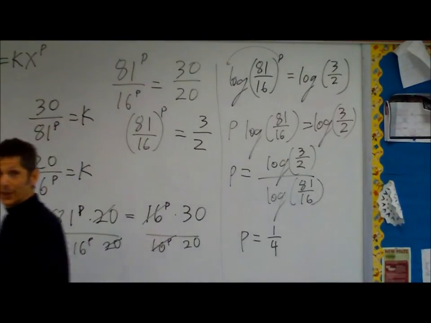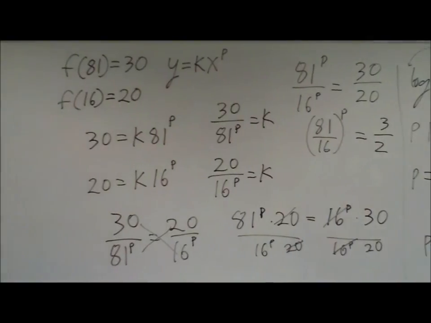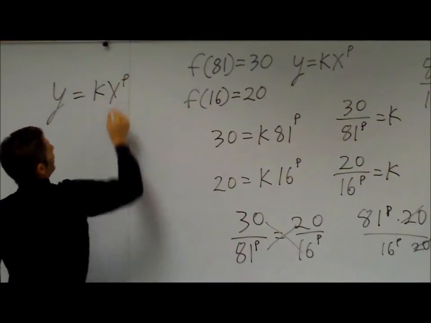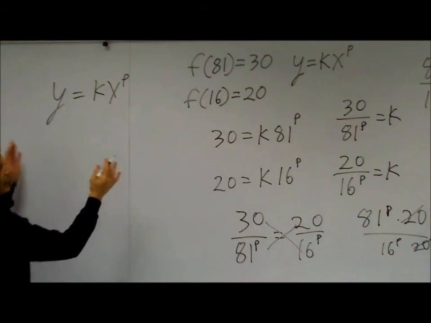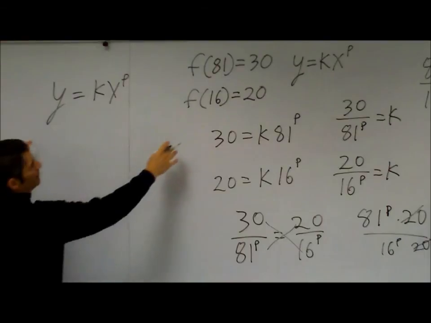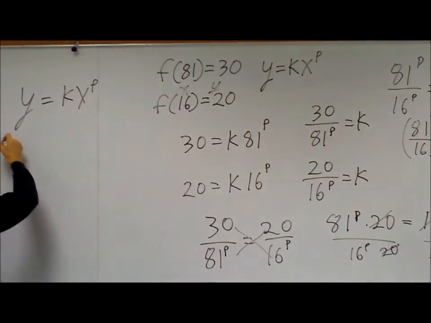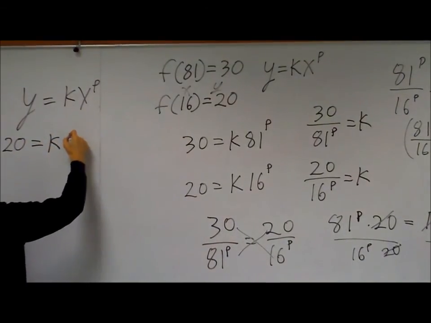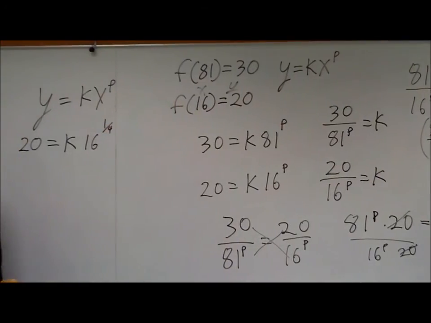So I'm almost done. Again, my original equation: y equals k x to the p. What do I have so far? Well, I have p is 1/4, and I have an xy point. Maybe I'll use this one. Sure, you can pick either point. Good. 20 equals k, my x is 16 to the 1/4.